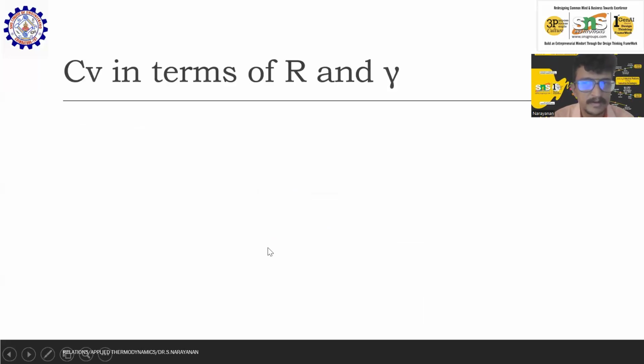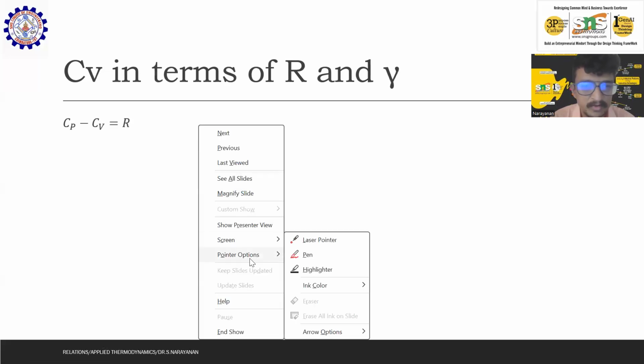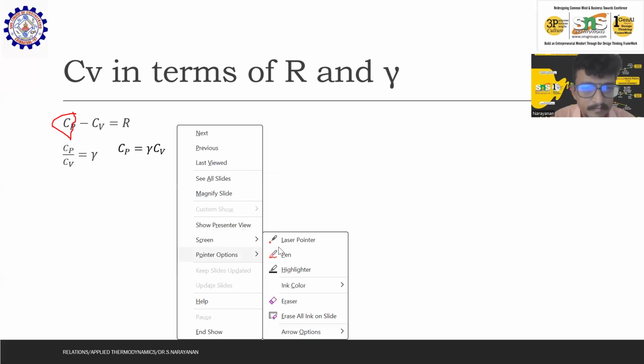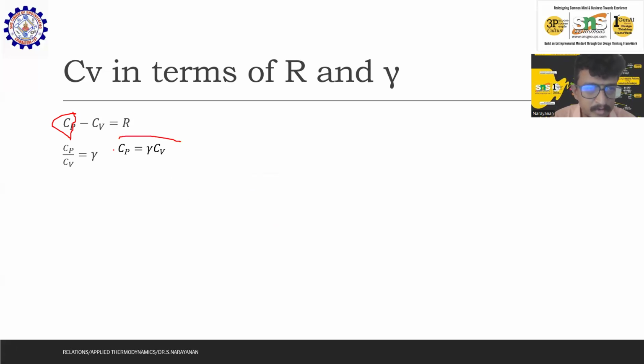Next, we will derive Cv in terms of R and gamma. Cp minus Cv is equal to R. We need Cv in terms of R and gamma, so we have to get rid of the term Cp. Cp by Cv is equal to gamma, so Cp is equal to gamma Cv. We will substitute Cp equal to gamma Cv in the previous equation, that is Cp minus Cv is equal to R.